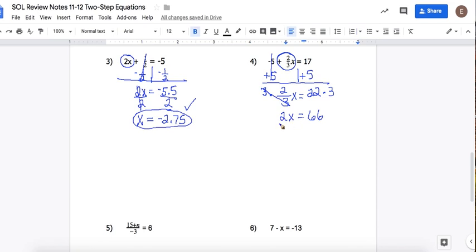So now the opposite of multiplication is division. So we're going to divide both sides by 2. 2 divided by 2 is a 1 in disguise. So x equals 66 divided by 2, which is 33.